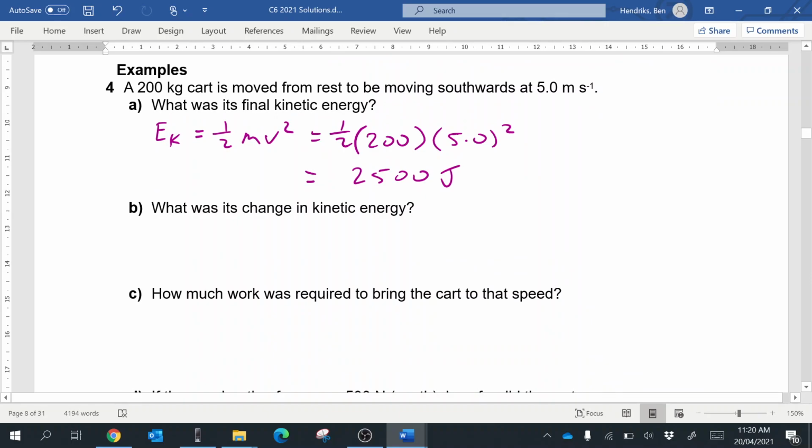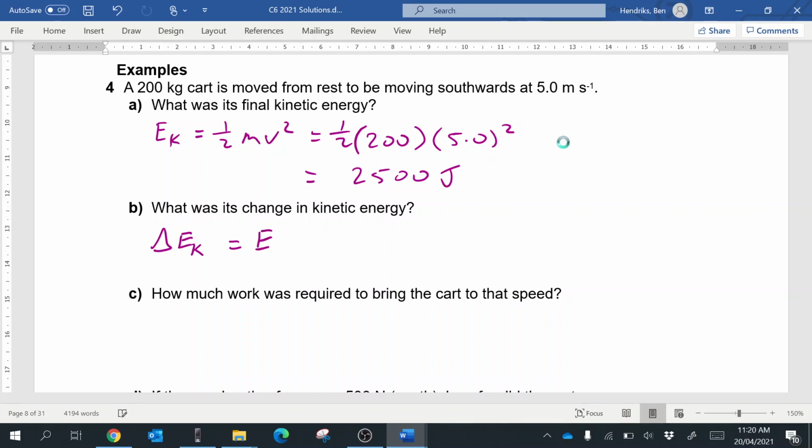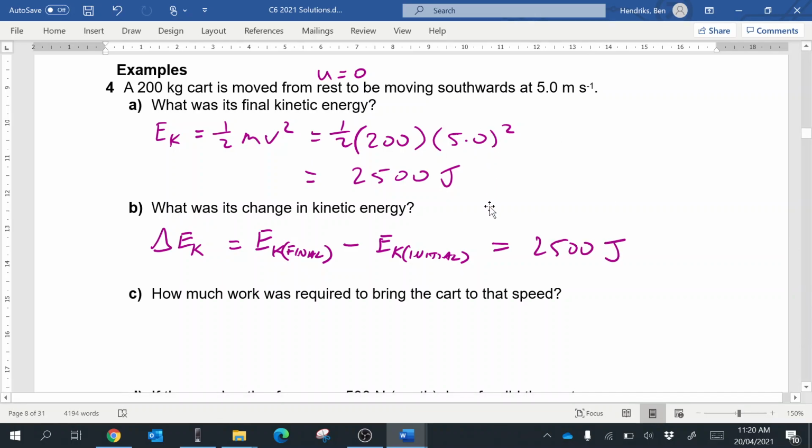Okay, so change in EK would also be equal to, since it's final minus initial, so we can say EK, let's say F for final, minus EK, I'll put this in brackets, final and initial. So EK initial was 0 because it wasn't moving, it was at rest. So its initial velocity was equal to 0. So that means it had no kinetic energy. So it just means it's equal to 2,500 joules, because it started with nothing and then it got 2,500 joules.